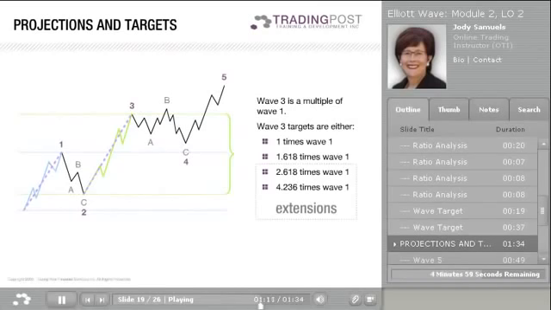The highest volume and the strongest momentum will usually occur in the third wave extension of the third wave. While third waves are not always the longest, once they exceed the length of wave 1, the next target to watch for is 1.618, followed by 2.618 and 4.236.